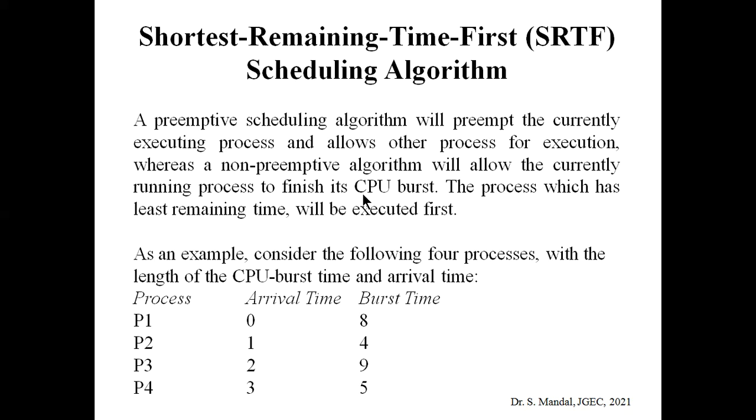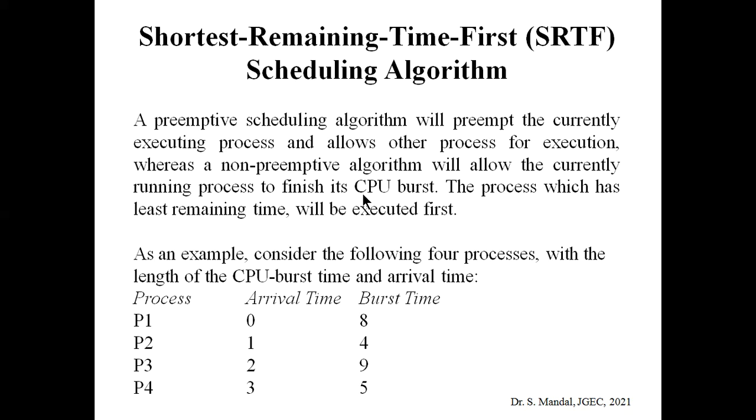Before starting the SRTF algorithm, let's discuss the different scheduling algorithms. Basically, we can classify CPU scheduling algorithms into two types: one is preemptive, and the other is non-preemptive. So what is preemptive? A preemptive scheduling algorithm will preempt the currently executing process and allow other processes to execute.